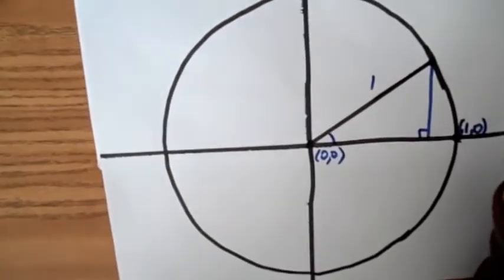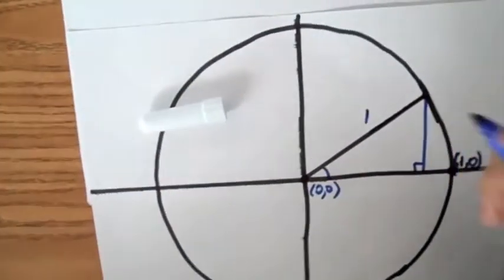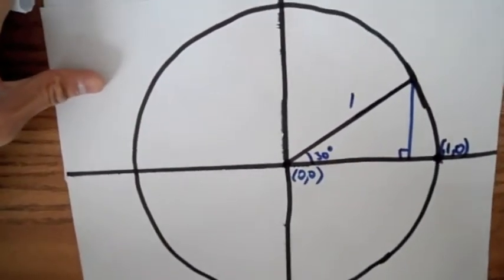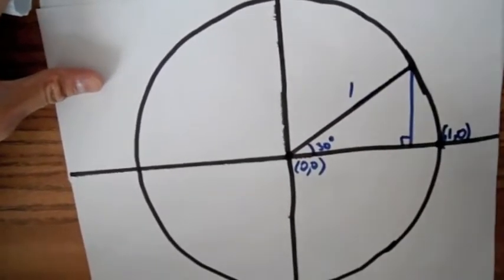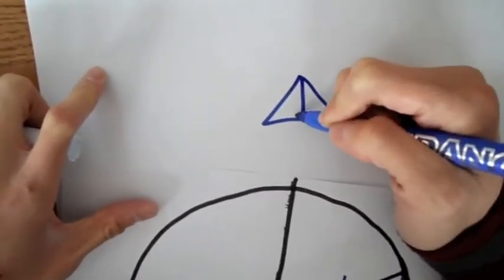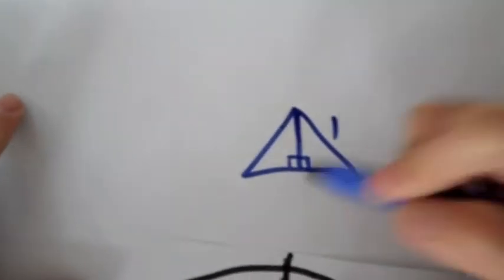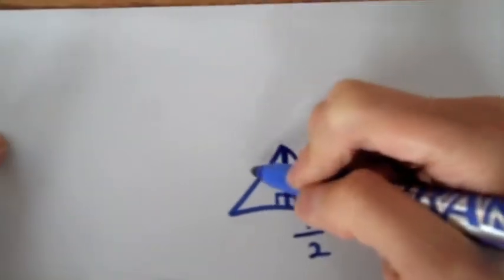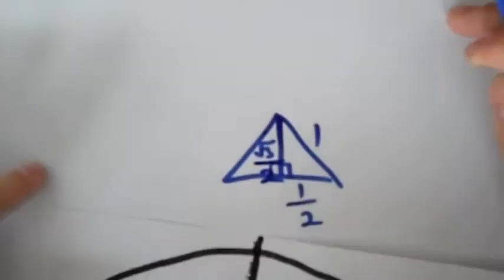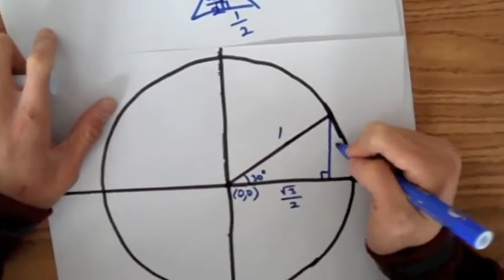This is a 30-degree angle. So let's find out the rest of these sides. We all know a 30, 60, 90 triangle is half of an equilateral. So when this is 1, this will be 1/2. And this you multiply by radical 3, and you get radical 3 over 2. So this will be radical 3 over 2, and this is 1/2.